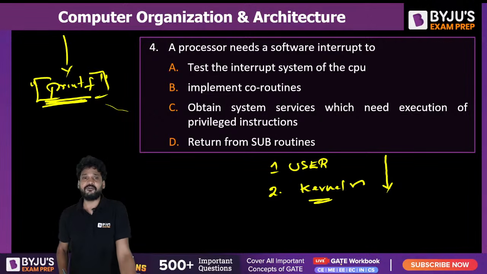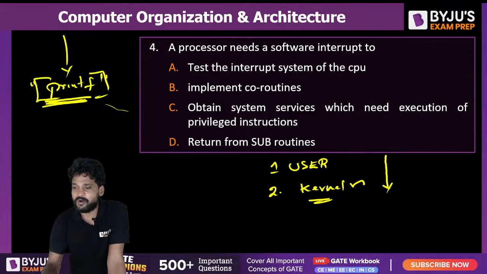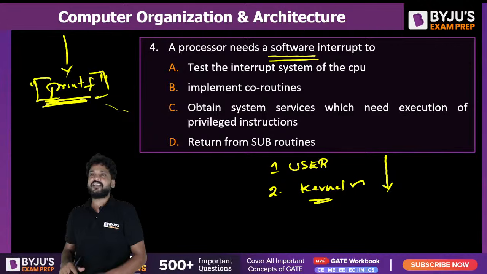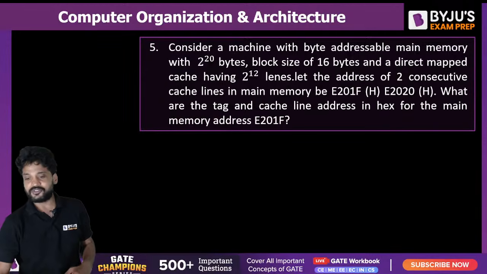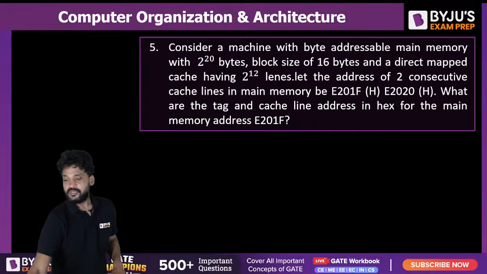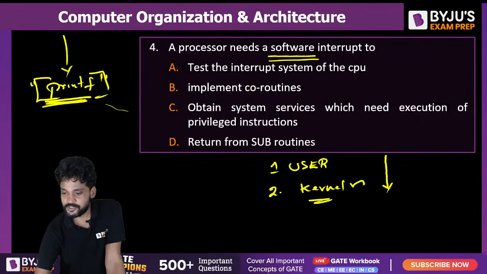In order to switch the mode from user to kernel, we do require a software interrupt. As simple as that. In simple words, a software interrupt is going to change the mode from user to kernel. Okay, so what is the option here?